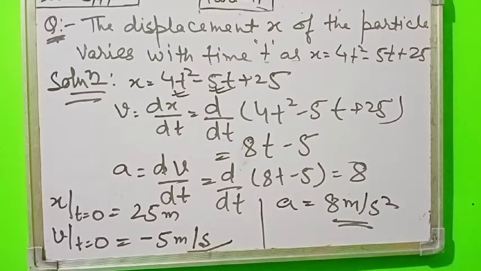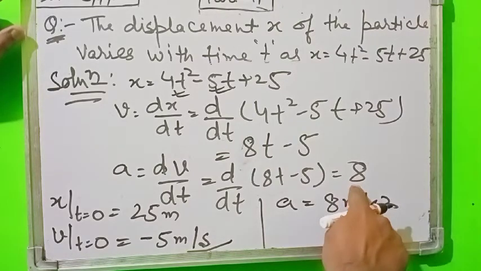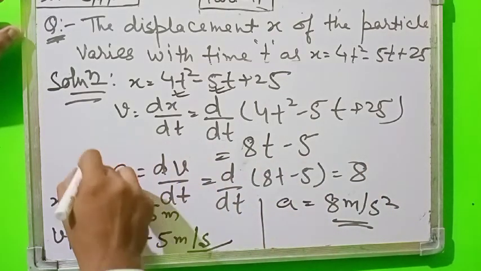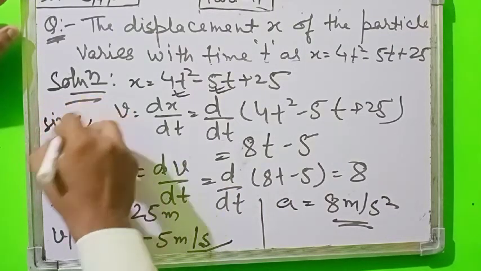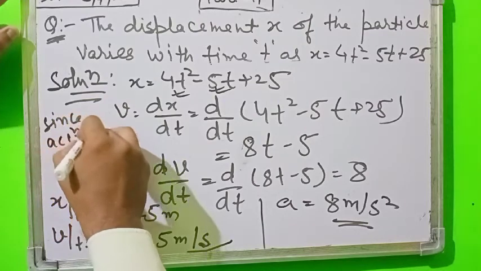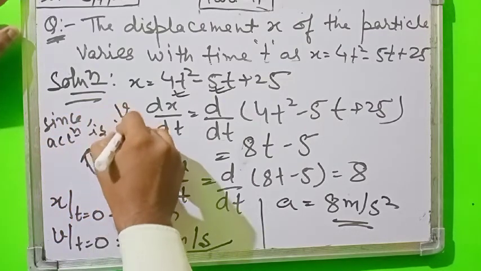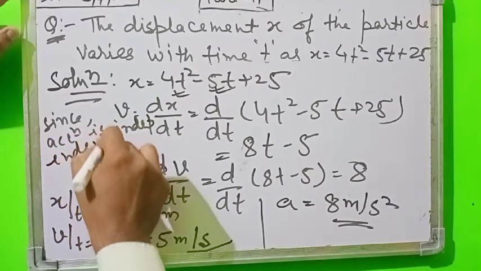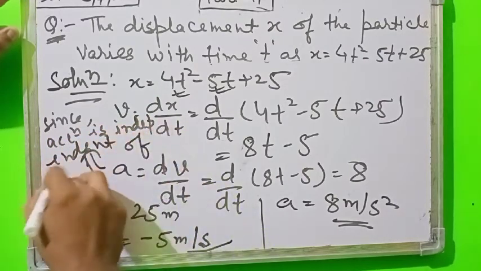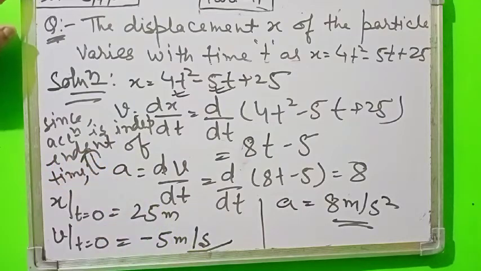Now, as you are seeing that acceleration is independent of time, since acceleration is independent of time, so motion is uniform motion. Motion is called as uniform motion.